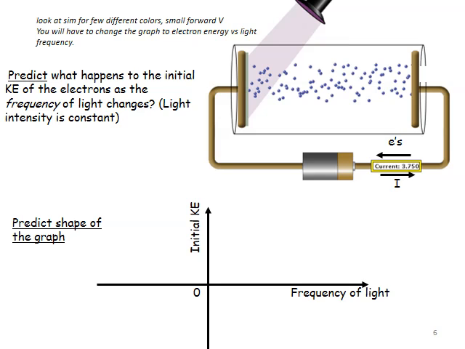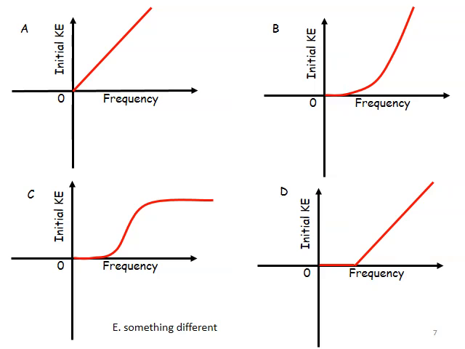Let's look at another experiment now. So here we want to do the simulation for a few different colors with a small forward voltage, and the graph we want to look at is electron energy versus light frequency. And I want you to predict what this graph should look like, and then do the experiment. So which graph is the correct prediction for the experiment? If you did the experiment, it should be jumping out of the page at you.